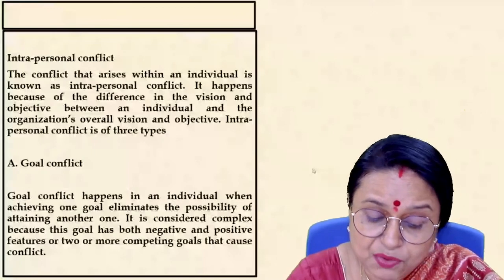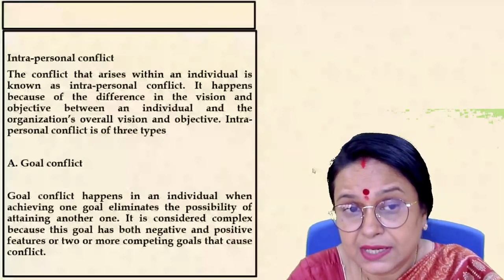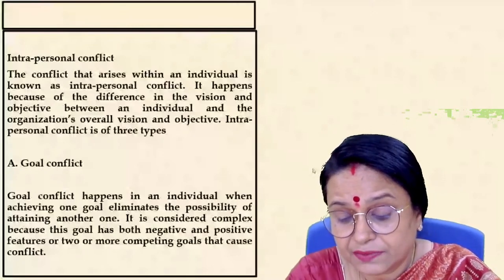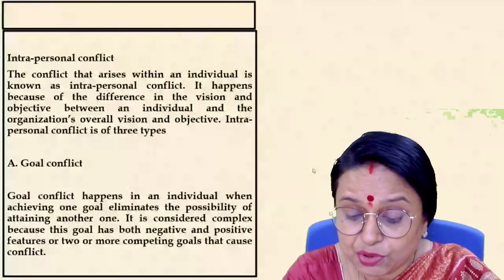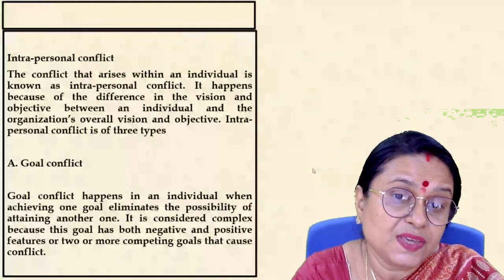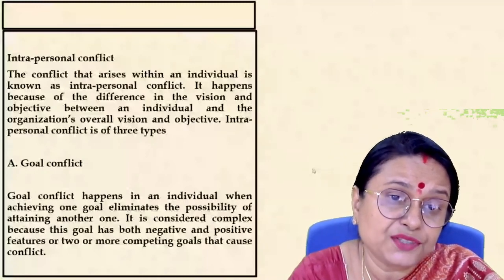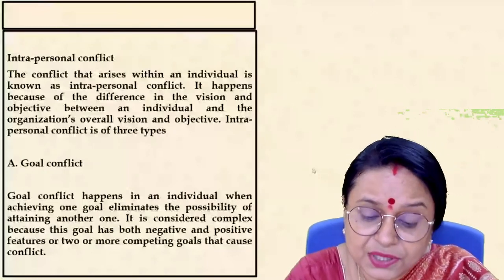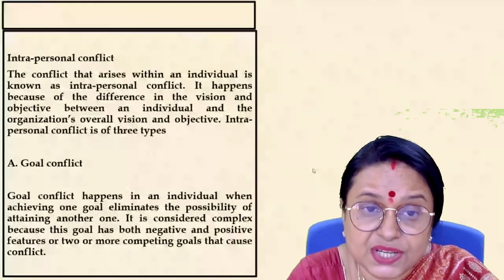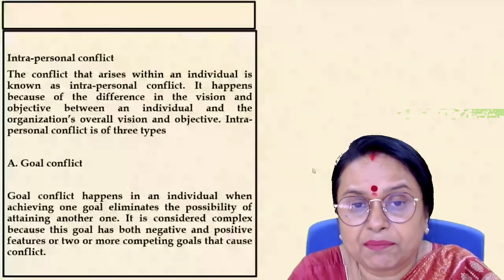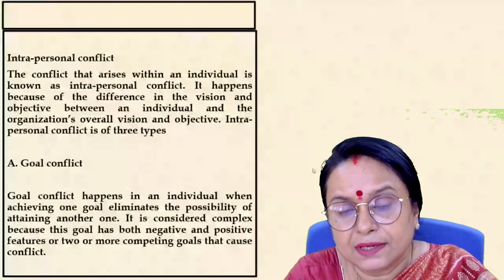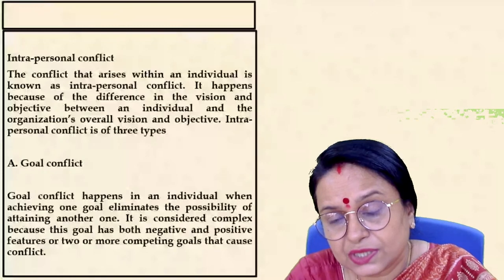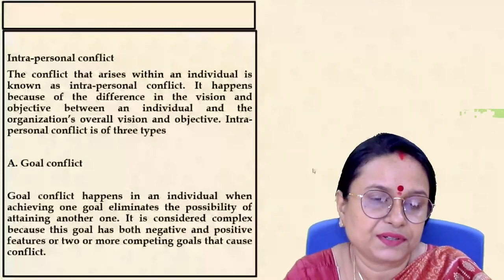But the employee who has come and joined here has something else in his mind. Rather than achieving the organization's objective, he is more interested in achieving his own objective. That is, he wants to learn as much as he can and switch to a better job. So here there is a conflict of objective within the employee's mind. He has a different objective and the organization has a different objective. So here comes the intrapersonal conflict.